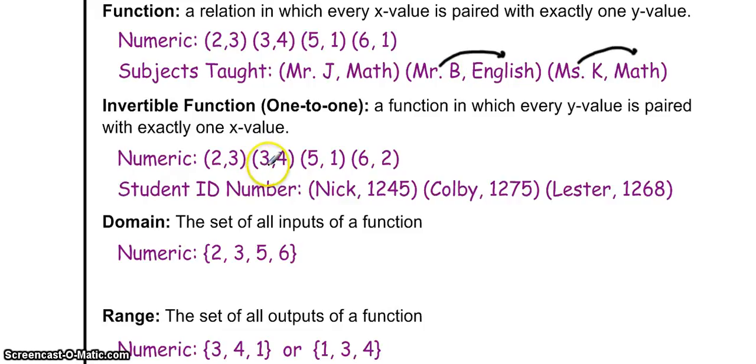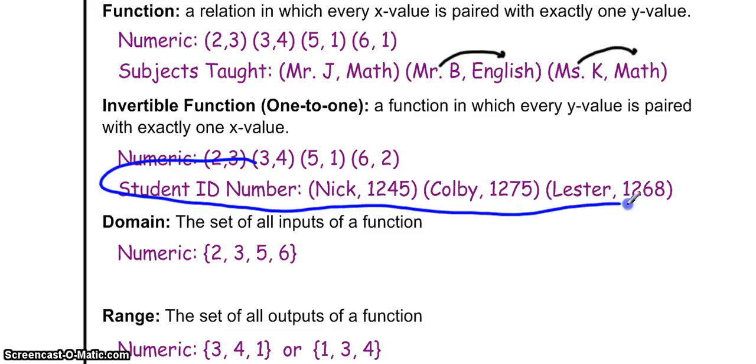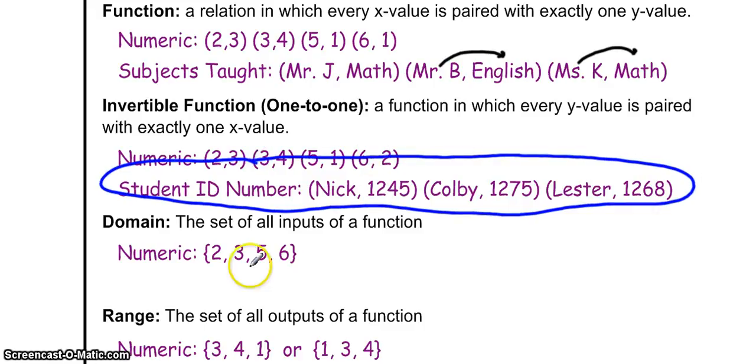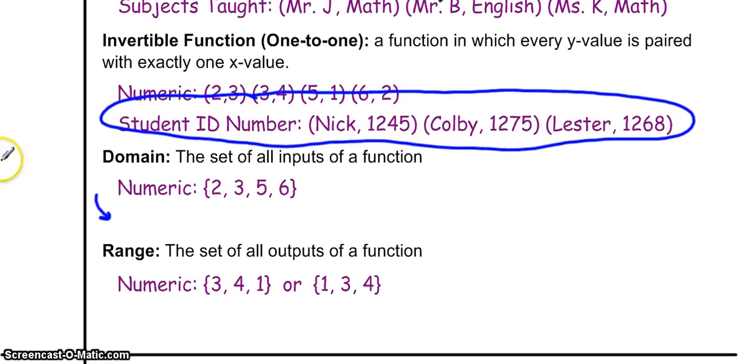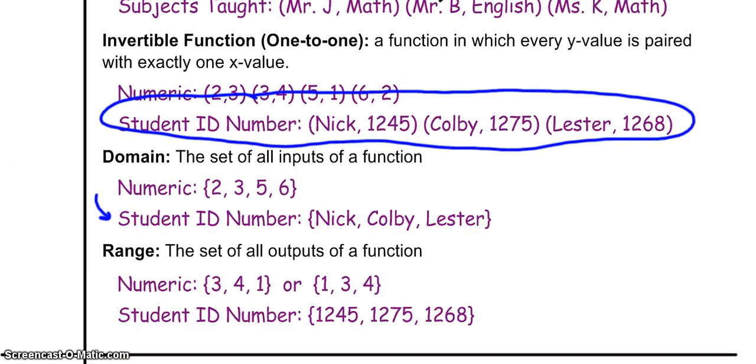At this point, I'd like you to pause the video and try using the student ID number example to write the domain and range for. Go ahead and pause the video now, just so the answers for domain and range come up on the screen in 3, 2, 1. And here we have the domain and the range of the student ID numbers.